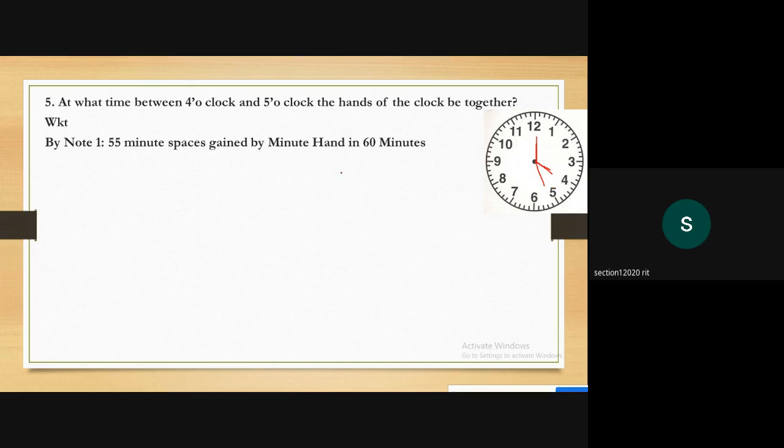To verify this, as per note number 1, I can write 55 is equal to 60. I don't know where it will be exactly at the same place, so I'm writing it as x. And for 4 o'clock, the spacing would be 20. If I cross multiply, I can write 55x is equal to 60 into 20.